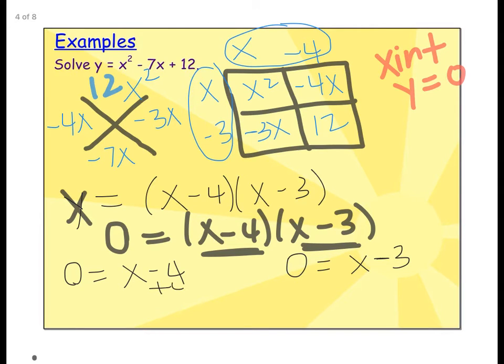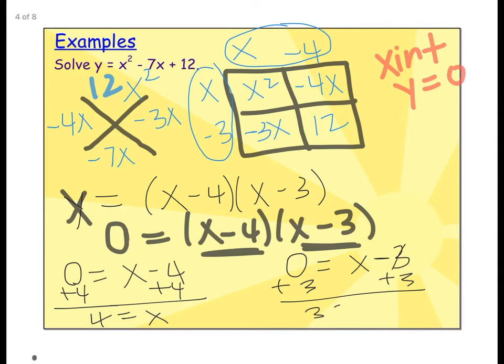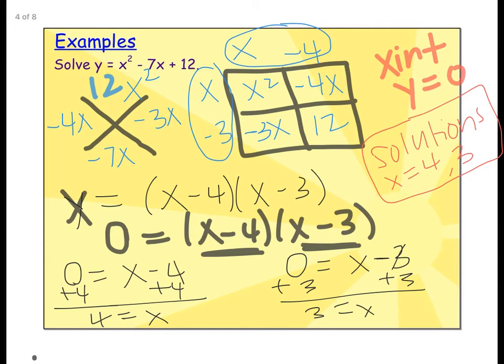So I solve this one, I would add 4 to both sides. One solution is going to be 4 equals x, so x is 4. And then for this one, I would add 3, and then I get x equals 3. So the solutions to this quadratic equation are x equals 4 and 3. Some of you maybe don't need to show your work here and can do some of that in your head, and that is okay.